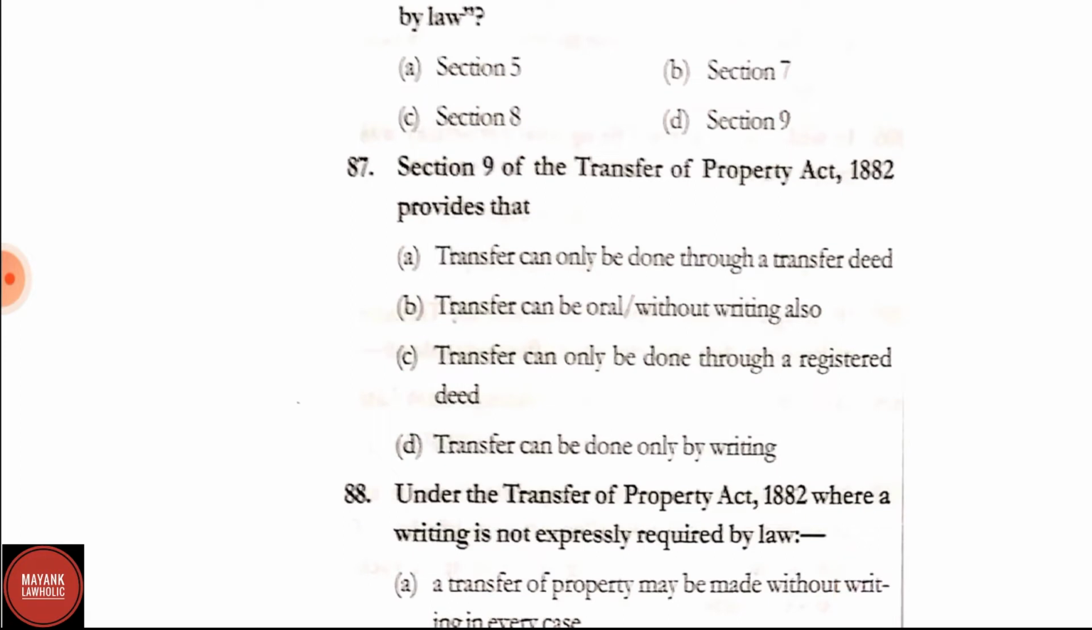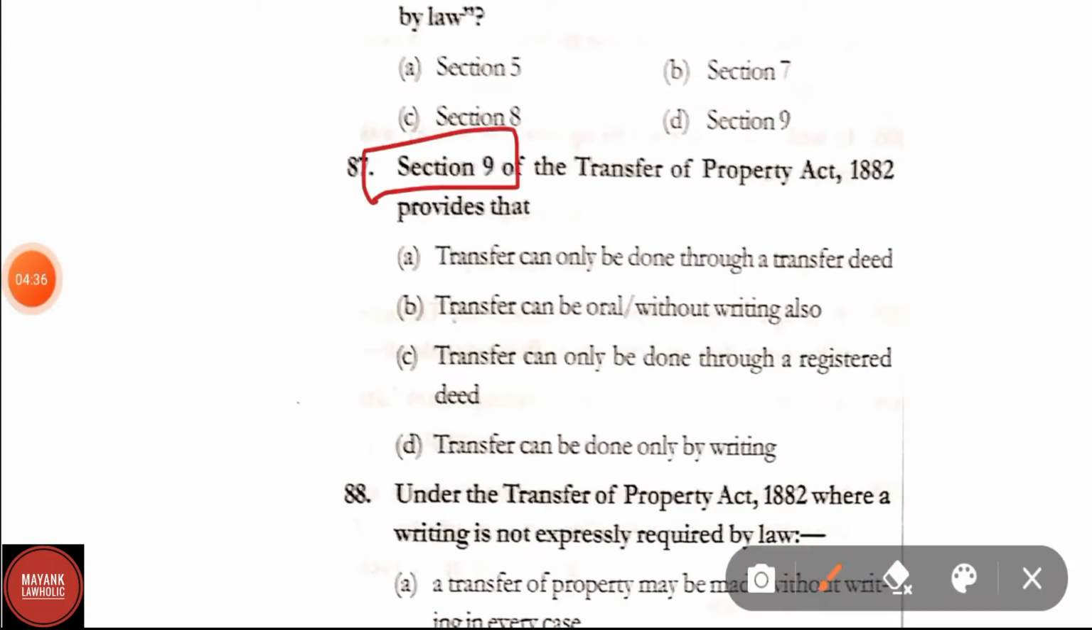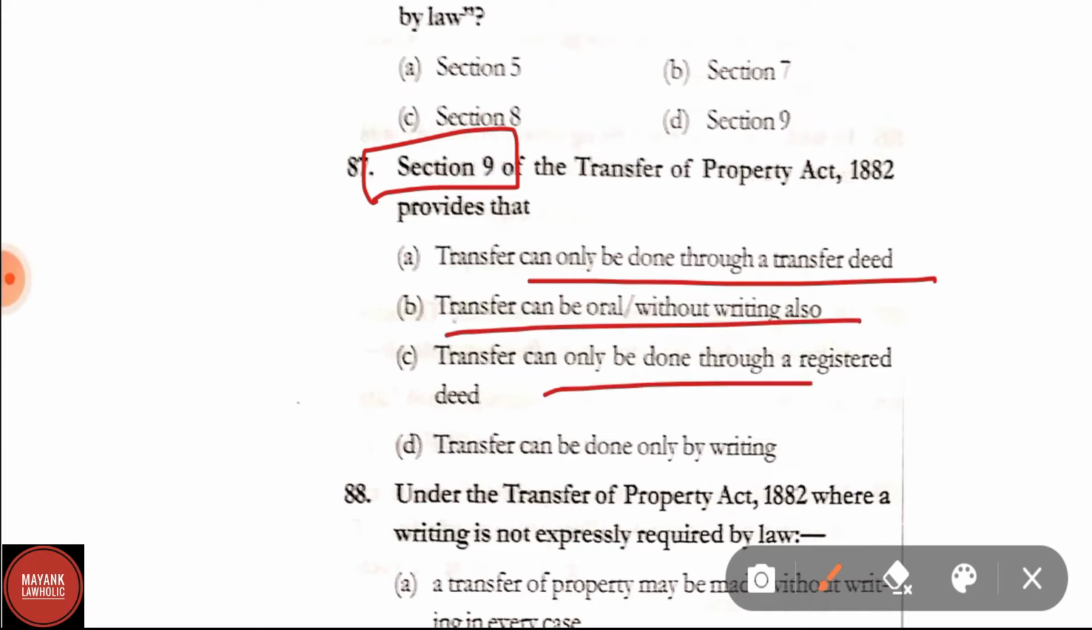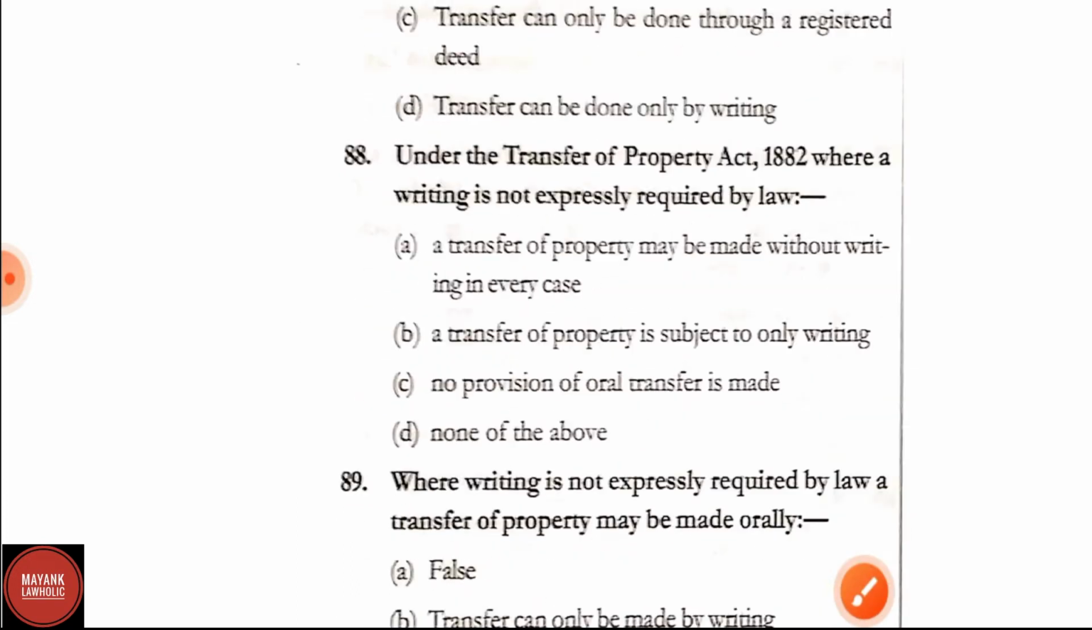Question number 87. Section 9 of the Transfer of Property Act provides that transfer can only be done through a transfer deed. Transfer can be oral without writing also. Transfer can only be done through a registered deed. Transfer can be done only by writing. Here the correct answer is option B, that is transfer can be oral or without writing also.